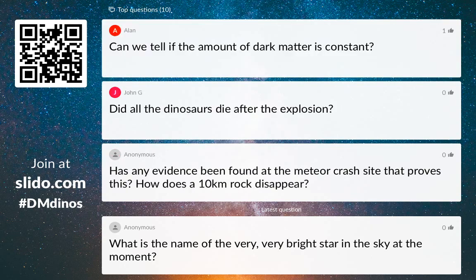Can we tell if the amount of dark matter is constant? Well, certainly we don't think any more is being produced at this time, but it's not constant in terms of the density. There's the most dark matter in the center of the galaxy, and then it becomes less dense as you go further out. But certainly we don't think it's being produced and disappearing at all times. So the amount that was given to us at the beginning of the universe should be the same as it is now.